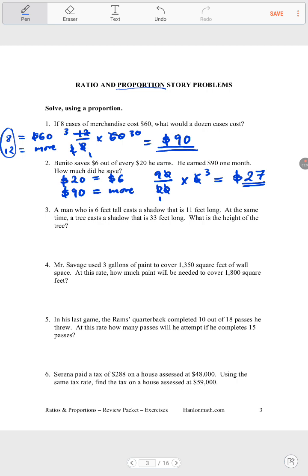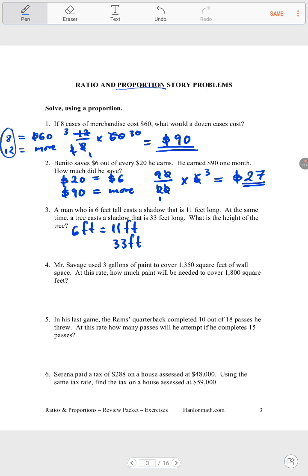Number 3 says a man who is 6 feet tall casts a shadow that is 11 feet long. So this man is 6 feet and his shadow is 11 feet. At the same time, a tree casts a shadow that is 33 feet long. What is the height of the tree? So obviously, if you look at these examples that we are looking at, they represent direct proportion because as one variable increases, the other one also increases.